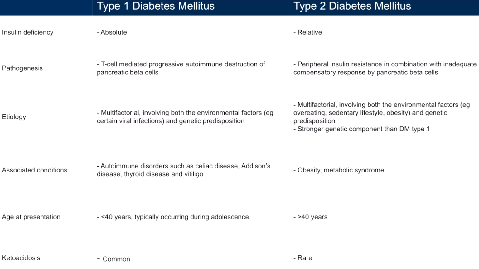Here's a table which compares and contrasts between type 1 and type 2 diabetes. Recall from step 1 that type 1 diabetes is caused by T-cell mediated progressive autoimmune destruction of the insulin-producing beta cells of the pancreas, eventually resulting in an absolute insulin deficiency. On the other hand, the key pathogenic factor in the development of type 2 diabetes is peripheral insulin resistance, together with an inadequate compensatory response by the pancreatic beta cells. So there's resistance, and the pancreas just can't keep up with it. Now, since some insulin production is retained, it's actually called a relative insulin deficiency, like we mentioned before.